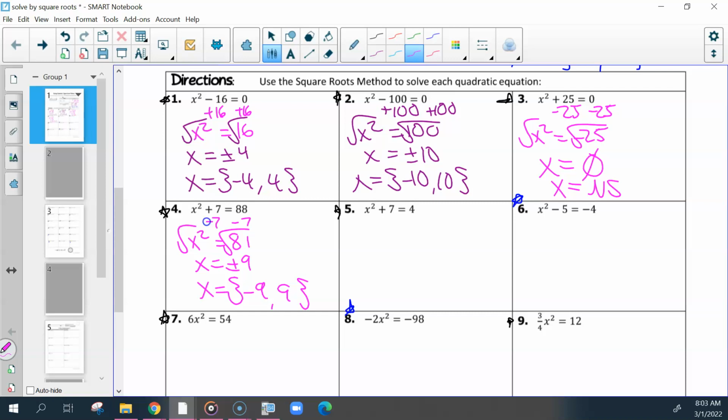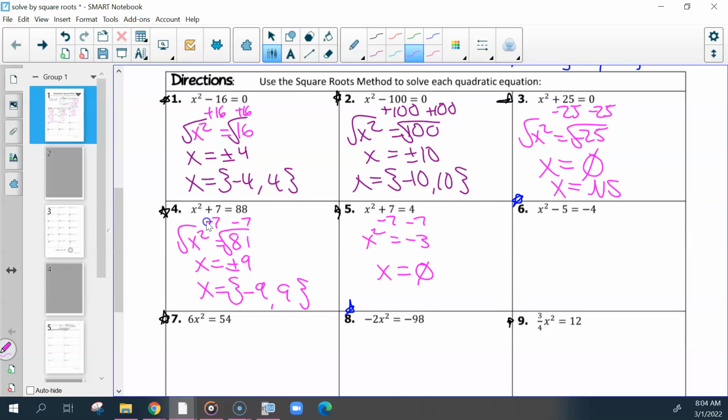For number 5, if we were to solve this just like we did number 4 and subtract 7 on both sides, what happens? We get a negative. So what is our final answer going to be? Doesn't work, no solution. So when you see that negative, you don't even have to keep going. Immediately stop, no solution, it's not going to work. But make sure that your x squared is completely isolated first. Do we have any questions so far?